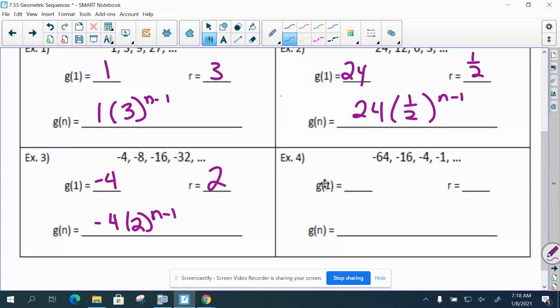And then number 4, g of 1 is -64. It looks like we're multiplying by 1/4, because remember, if we're dividing by 4, our numbers are getting smaller. This would be decay. So instead of dividing by 4, we multiply by 1/4. And then the function would be -64 times 1/4 to the n minus 1.